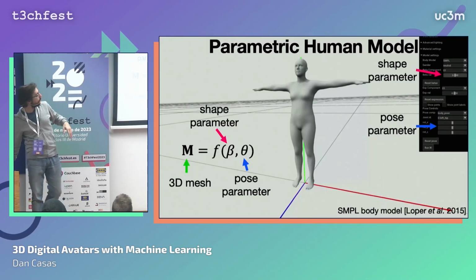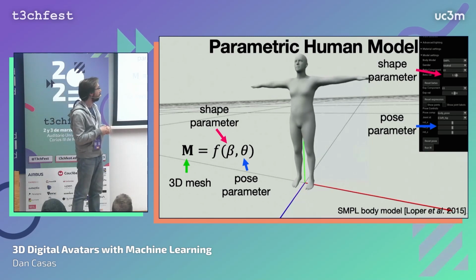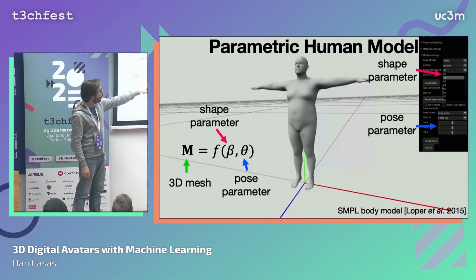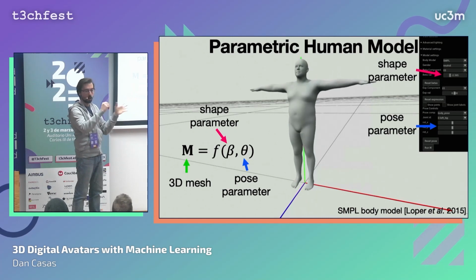To understand what I mean by pose, it is basically the articulation of your body. So in this other example, you can see an interactive visualization of this body. Now we're manipulating the body shape. And when I tweak the body parameter, I'm basically manipulating the articulation of my body.